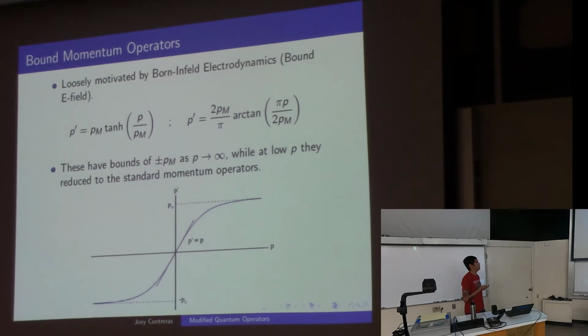So this graphical nature of these functions was actually a very, very important thing as far as why we chose them to be our operators. Please forgive the typo of p naught here instead of p max. That's my bad.